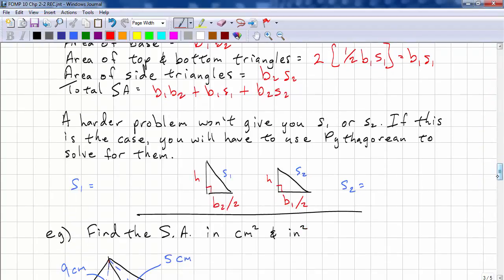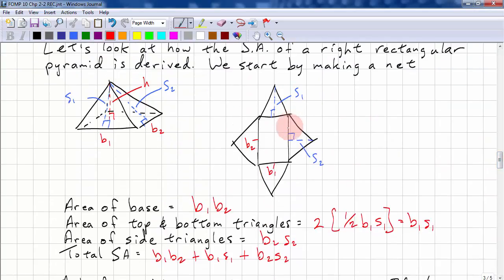Now on a harder problem, it won't give you S1 or S2. Instead, it'll give you H. And if this is the case, we'll have to use Pythagorean to solve for them. And just to let you know, to calculate S1, this will be folded over this way to the top.